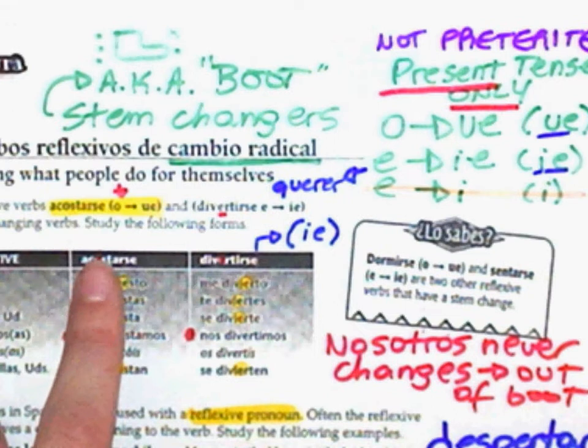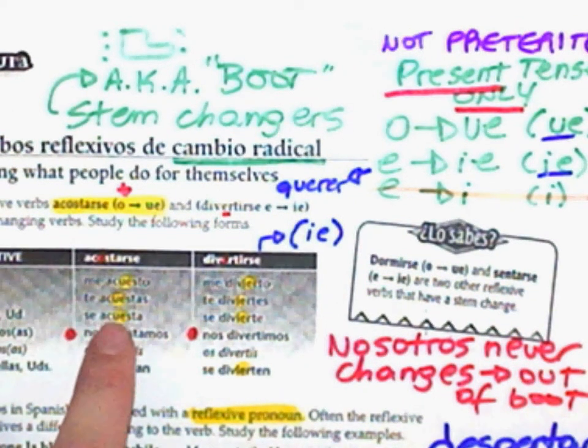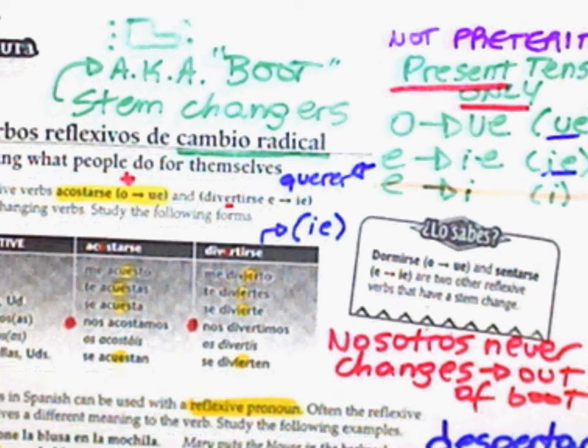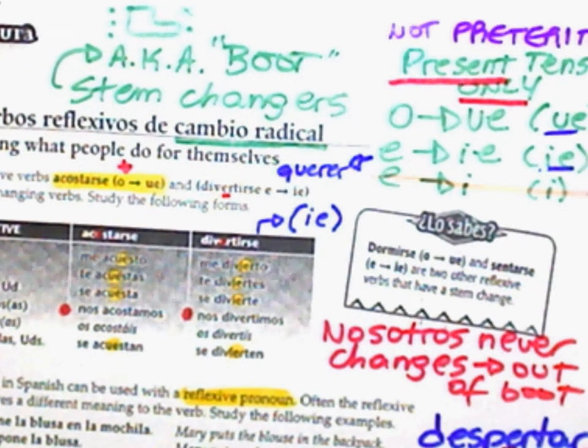That O will change to UE. And if you notice, it changes in all the forms except for nosotros and vosotros, which we don't use. Now, your book always likes to give you examples, but they don't give you examples in the side-by-side, which I think makes it less helpful.